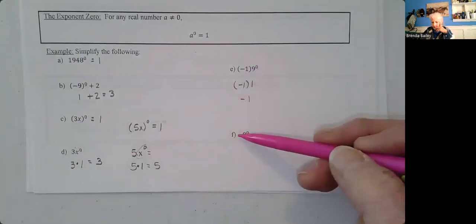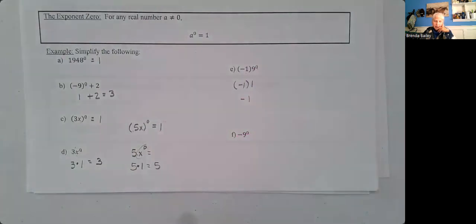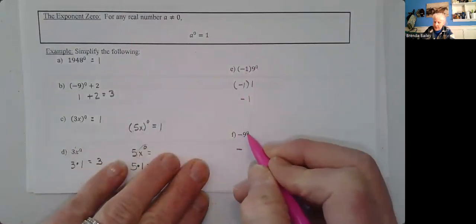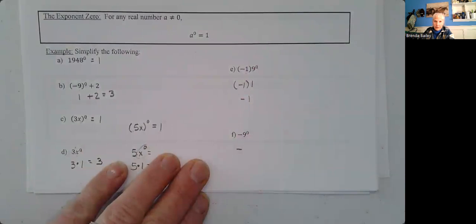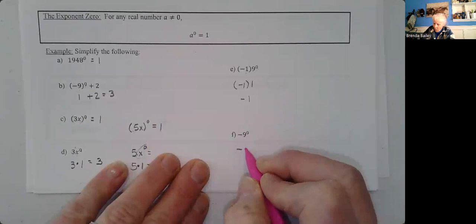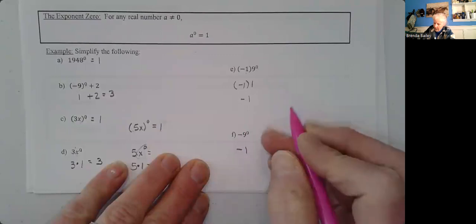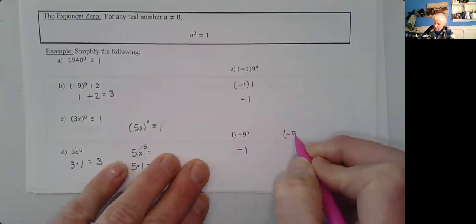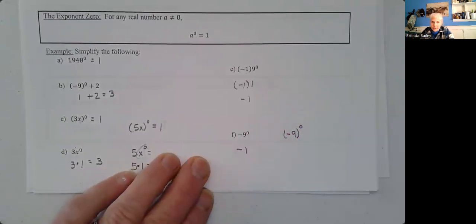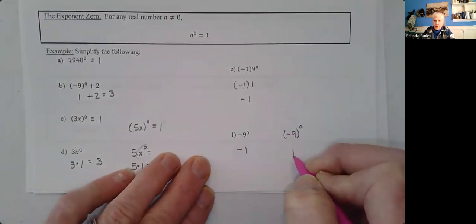Generally, we just have the subtraction in front, the negative in front. So here, this would be negative. The negative is not a part of the 0 power. It's not in the parentheses. So this gives us -1. Otherwise, if I want the negative to be a part, I have to put it in parentheses. Now it's a part, and this is a positive 1.